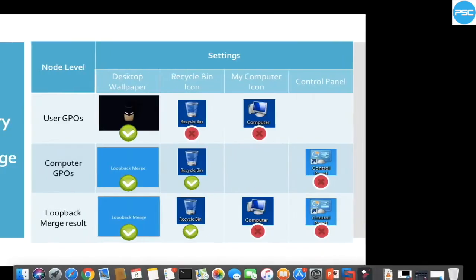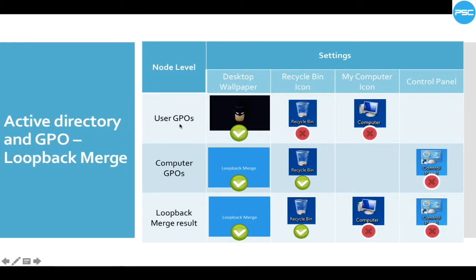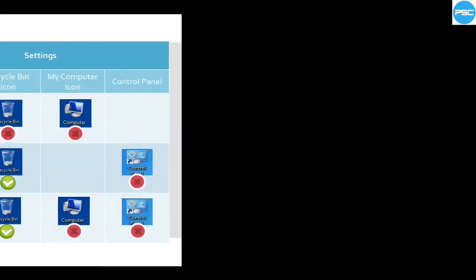Now, as per our example, I will set the user side GPOs as background wallpaper. I will remove the recycle bin icon and my computer icon, and I want to configure the control panel here. Okay, so first of all, we will go to the user GPOs and set the Batman wallpaper.